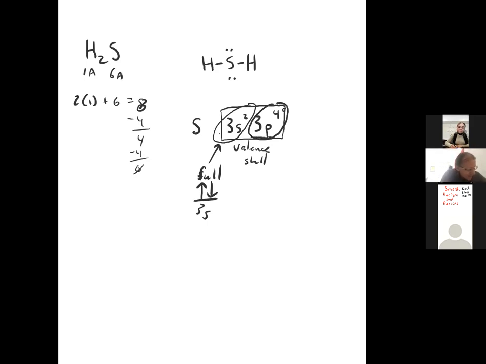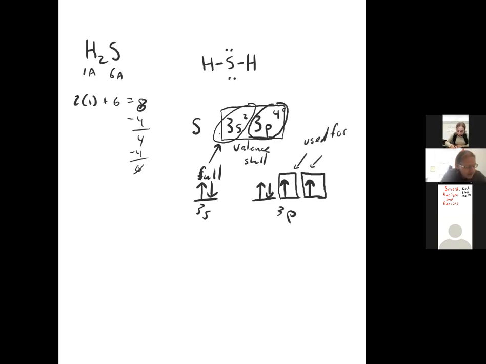But here we have our 3p. Remember the 3p, there's 3 orbitals and there's 4 electrons. So 1, 2, 3, 4. Now look at here. Here's an orbital that only has 1 electron. Here's an orbital that only has 1 electron. So maybe these are the orbitals that are going to be used for bonding.